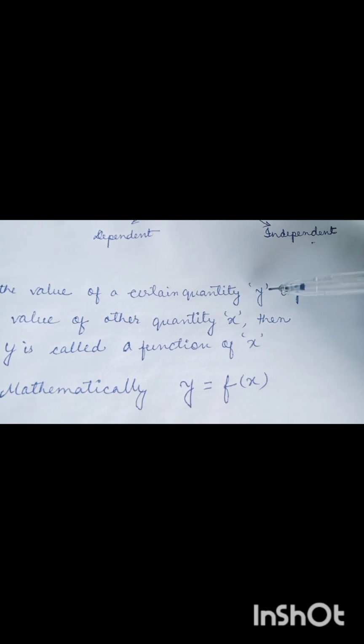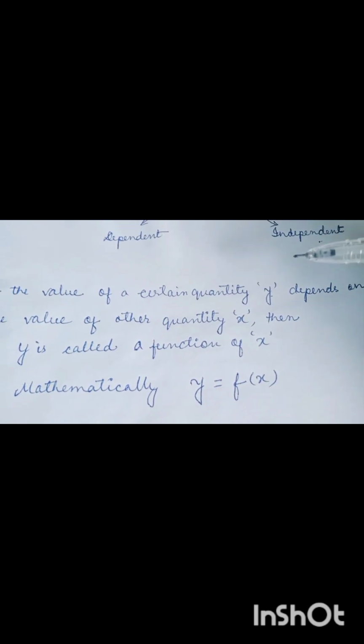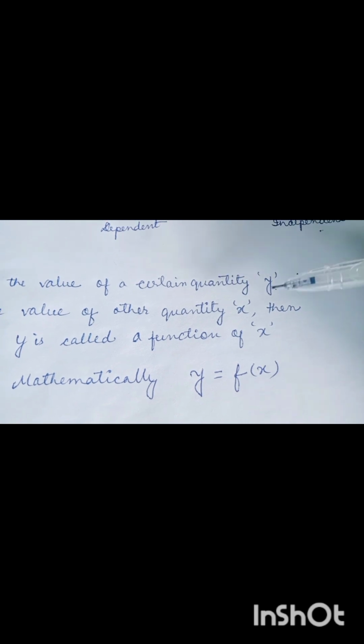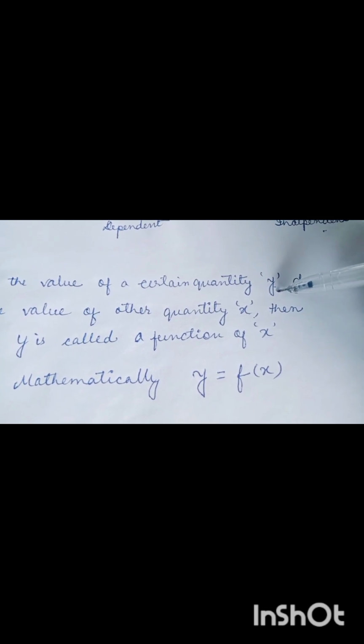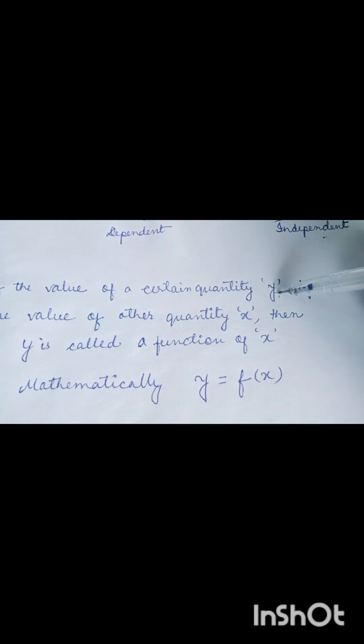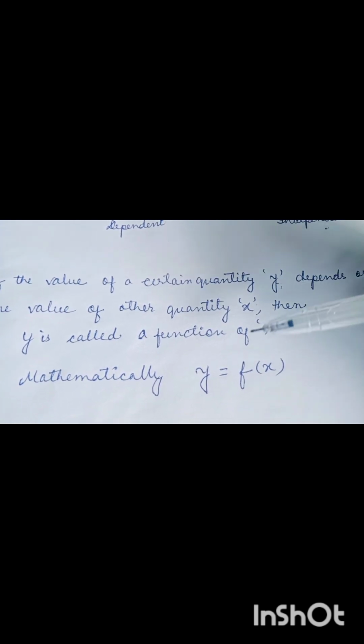Let us consider, if the value of a certain quantity y depends on the value of another quantity x, then y is called a function of x. That means the value of y changes with respect to change in x. If the value of x changes, then the value of y also changes. In that case, we say that y is a function of x, and mathematically it can be represented as y = f(x). f stands for function.